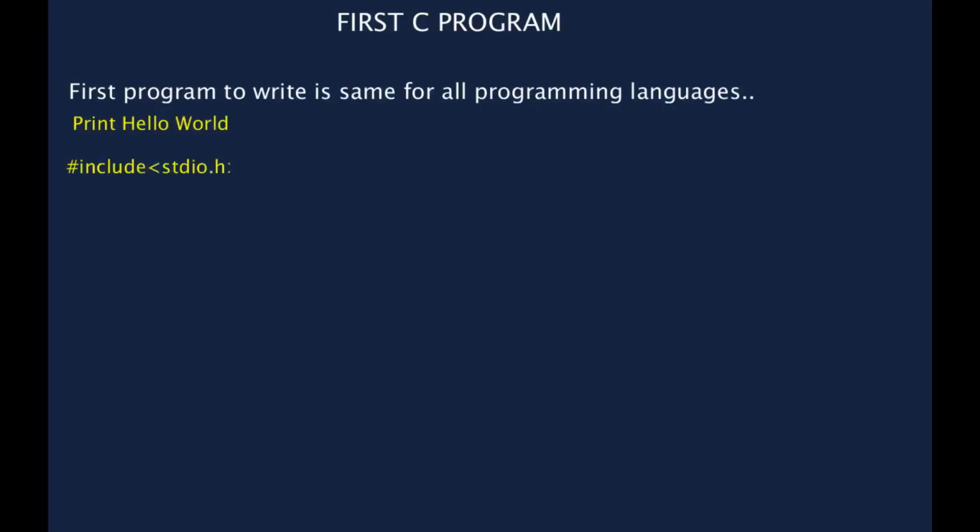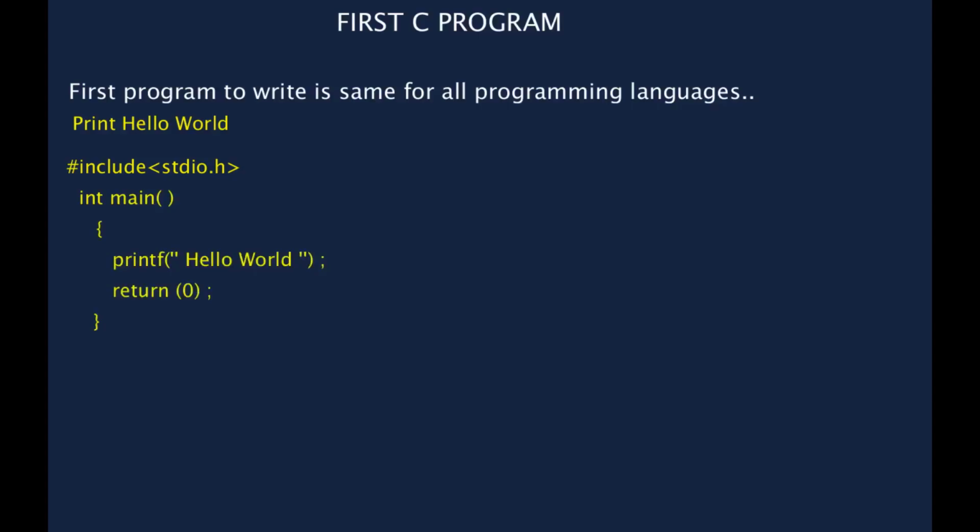First we write #include <stdio.h>, then int main, curly braces open, then we write printf, in double quotes we write hello world, then semicolon, then return 0, then semicolon, then curly braces close.